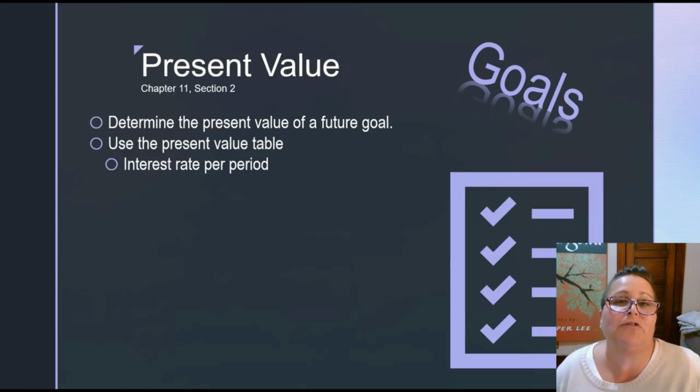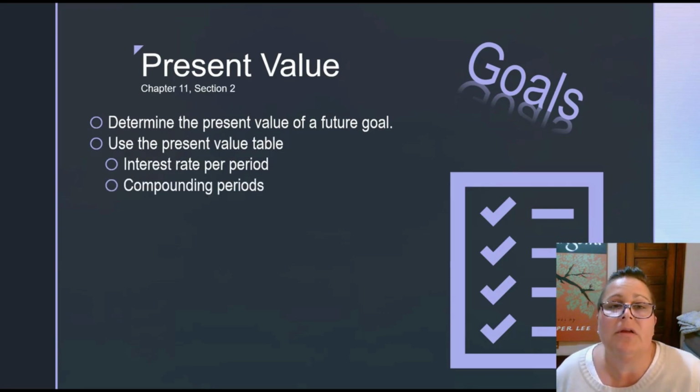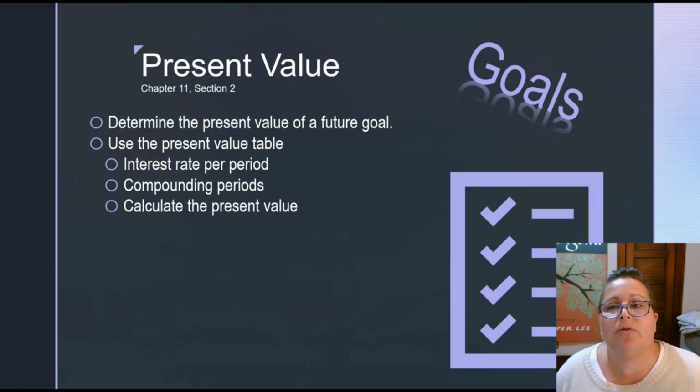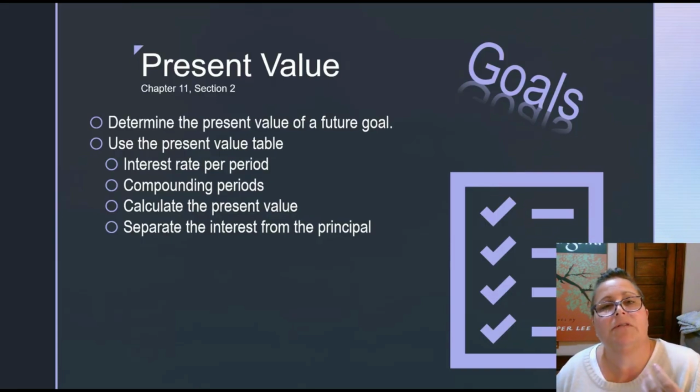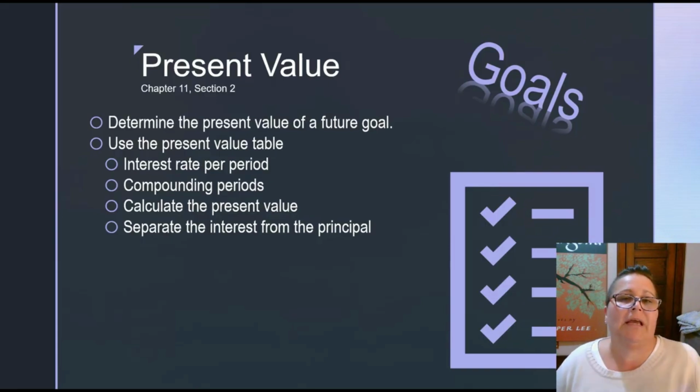We're going to use, first of all, the present value table, meaning we'll need to be able to find the interest per period, the number of compounding periods in a year, and totaled for the loan. We're going to use those to find a table factor and calculate the present value, and then separate the interest in that account from the compounded amount and from the present value of the account.